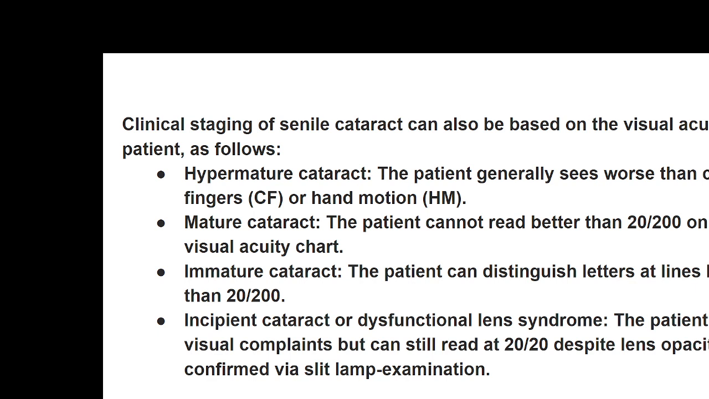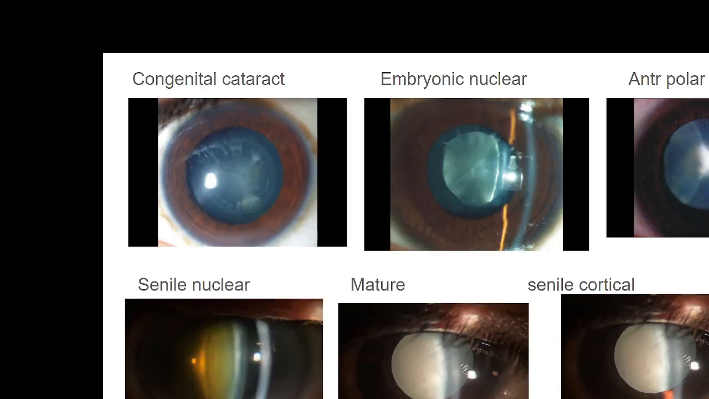If a person's vision is reduced to 20/200, that is called a mature cataract. In the hypermature cataract, the patient has very difficult or very poor vision. Either it may be limited to a simple hand motion, like only the hands could be seen, or finger counts. He may not be able to count the fingers.